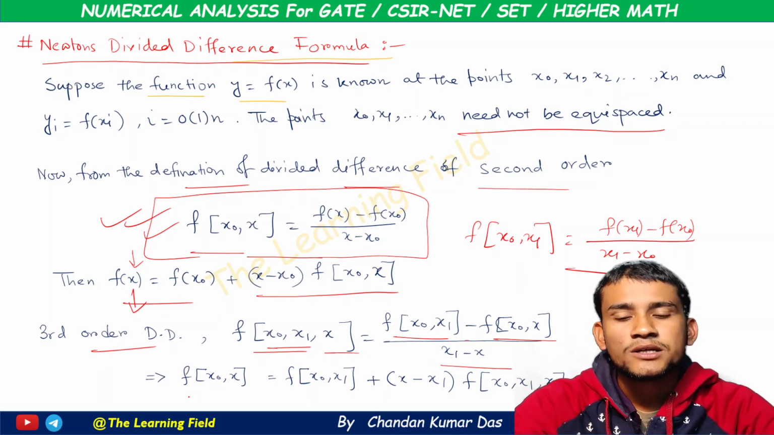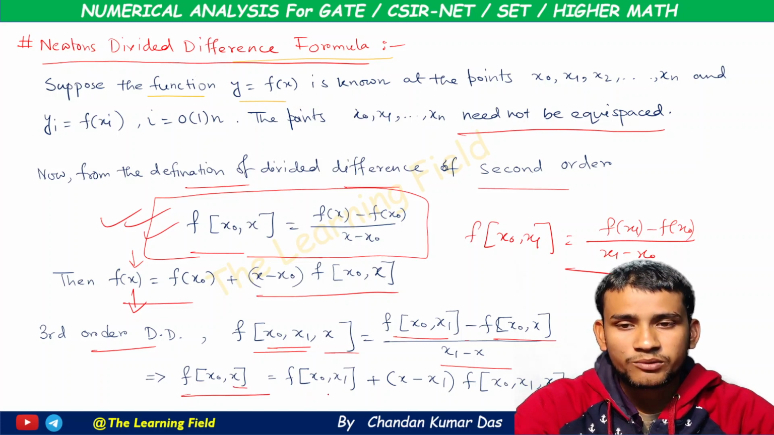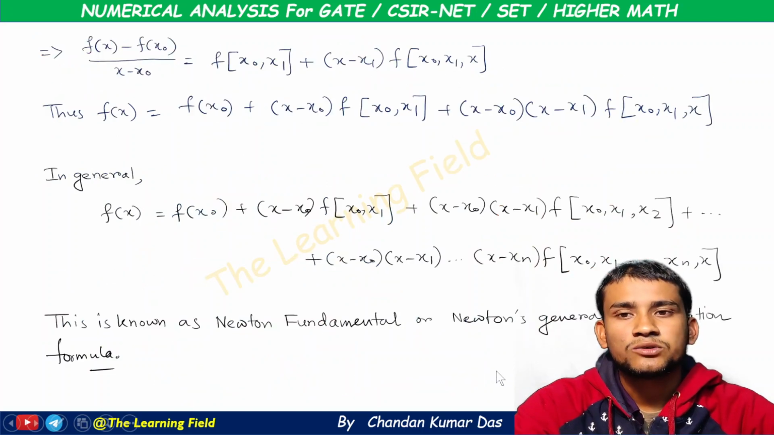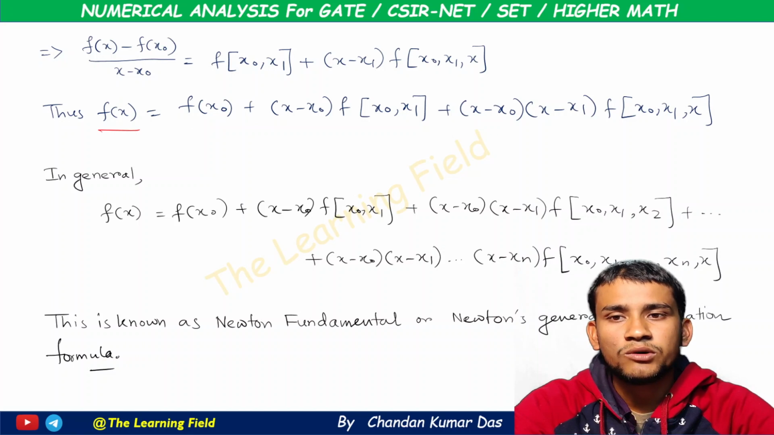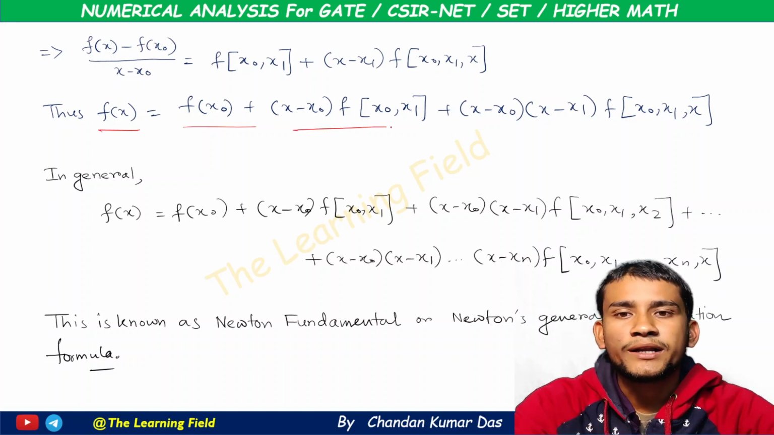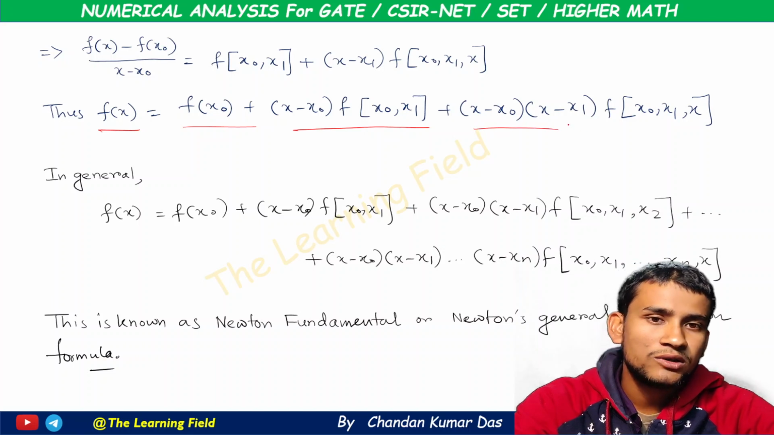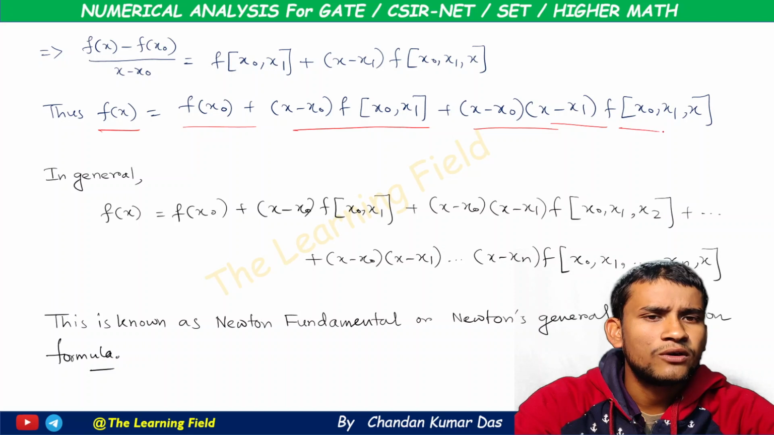Okay, so you can write this implies f of x0, x1, x equal to f of x0, x1 plus (x minus x1) into f of x0, x1, x. So this implies you can write simply f of x equal to f of x0 plus (x minus x0) into f of x0, x1, and (x minus x0) into (x minus x1) f of x0, x1, x.